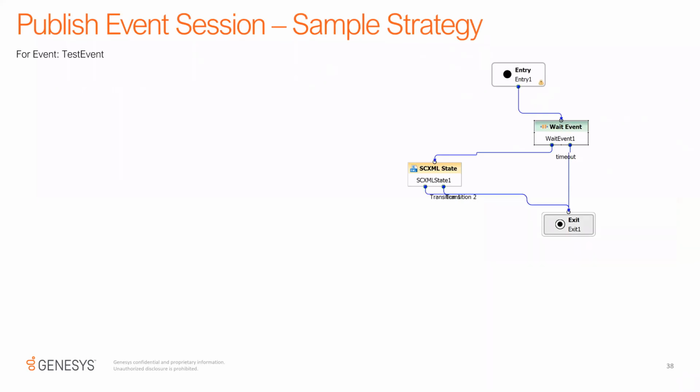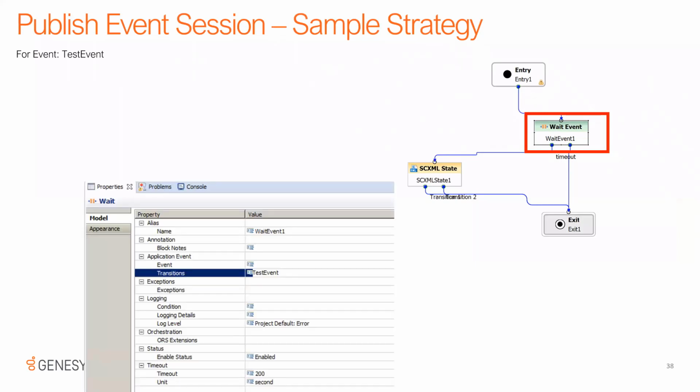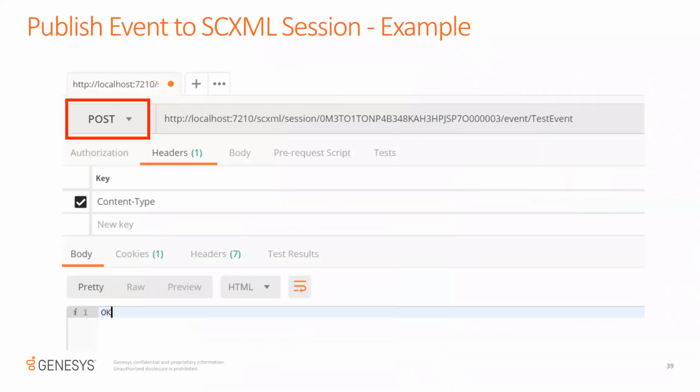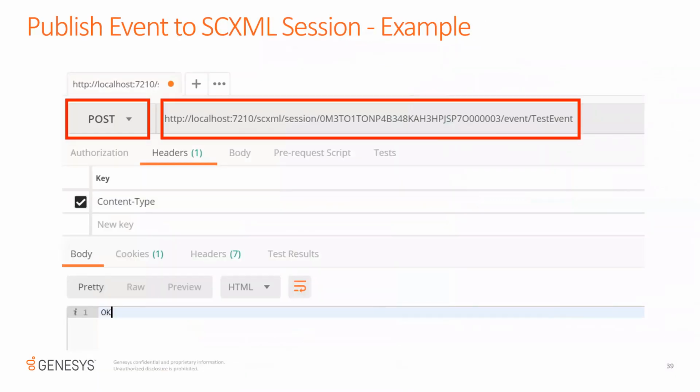So in my simple strategy, I have defined wait event. In wait event block, I have defined a transition event. So when I select the transition, I have defined an event called test event. When I receive an event called test event in my ORS orchestration platform, then it should move to the next block. So if you can see, I have set a post request, and in this the test event is there. The name test event has been sent, and once this is executed, I get 200 OK.